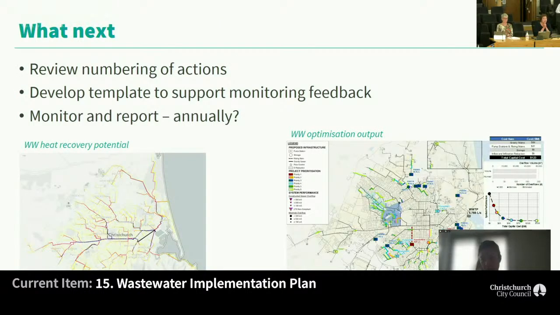In terms of what's next, we would like to also work on the template so that it becomes better for monitoring progress. We probably need to consider how to number the actions so that it can be easier to follow. And then it's about reporting progress and how frequently we need to indicate what the progress is against that plan. That's probably open for discussion. My question mark, should it be annually? I've just put some slides in to give you an indication of some of the work that has happened in the meantime as well.